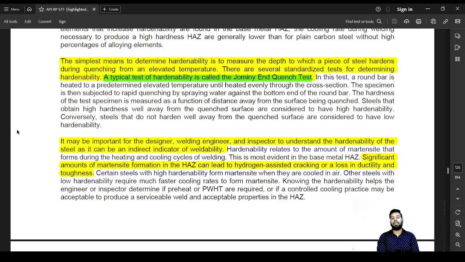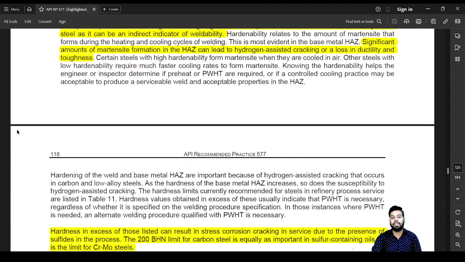It may be important for the designer, welding engineer, and the inspector to understand the hardenability of the steel, as it can be an indirect indicator of the weldability. A significant amount of martensite formation in the heat affected zone can lead to hydrogen-assisted cracking or loss in ductility and toughness.